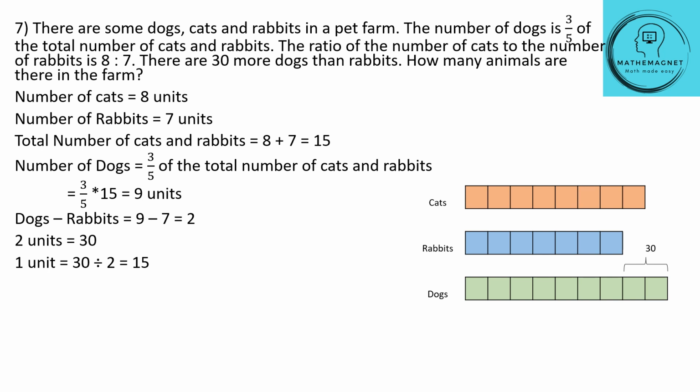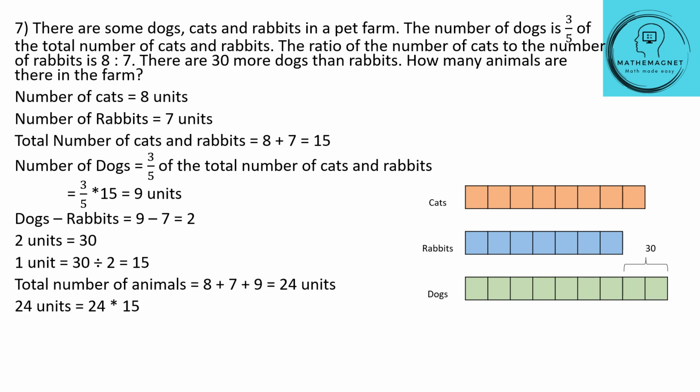The question here is how many animals are there in the farm. That is, we need to find the total of all units. Okay, total of all these we need to find. So we know total number of units will be 8 plus 7 plus 9, which is equal to 24. 24 units. So 24 and 1 unit value we know is 15. So 24 into 15 will be equal to 360. So there are 360 animals in the farm.